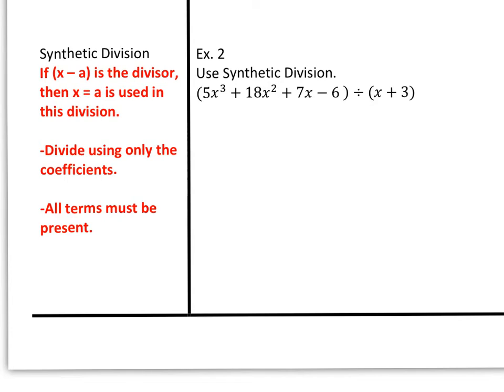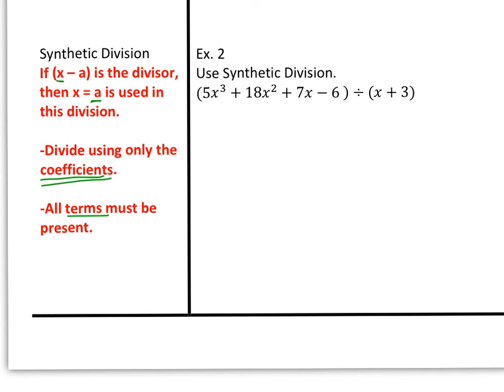At this point, if you're thinking to yourself, wow, these problems are going to take forever, there's an alternative method to division that doesn't have quite as much work. It's called synthetic division. And synthetic division works when your coefficient with x is just 1. So if you have x minus a as your divisor, you just use x equals a in this kind of division. The unique thing about synthetic division is you're only using coefficients. You're not actually going to use the variable.